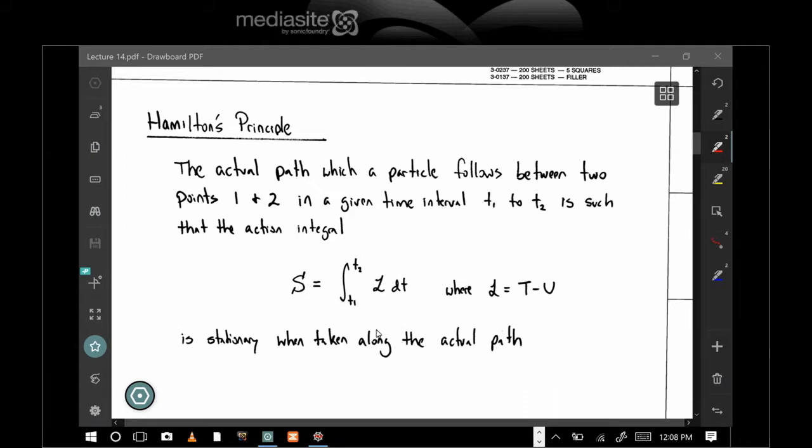And so how do you find that actual path, X as a function of time? What you do is use methods from the calculus of variations, and we can solve for that.